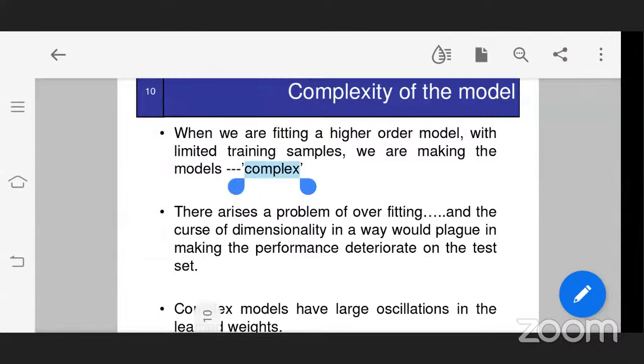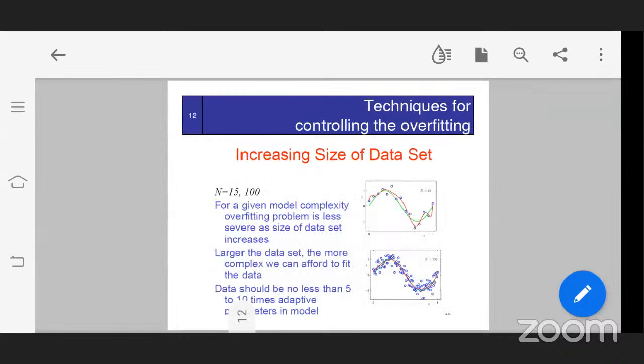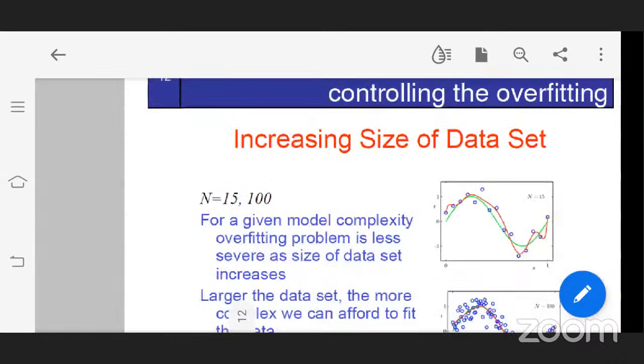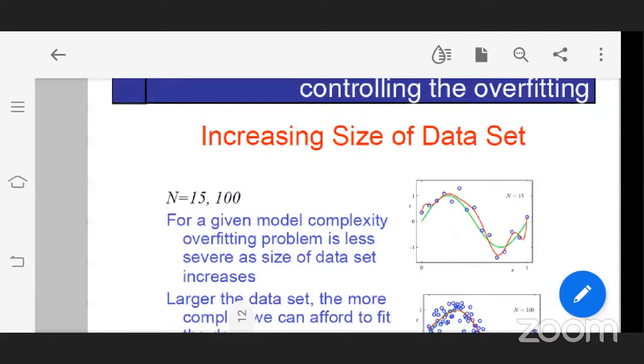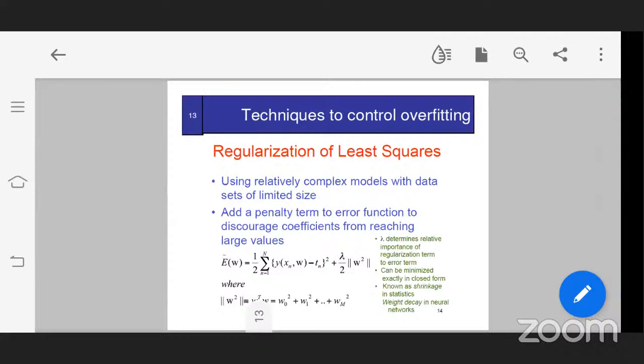Now the question is, how do you remove this perturbation? How do you eliminate this curse of dimensionality or overfitting? One thing we can do is increase the size of the training set. You can increase the size of the training data. The other way is this least squares problem that is there.